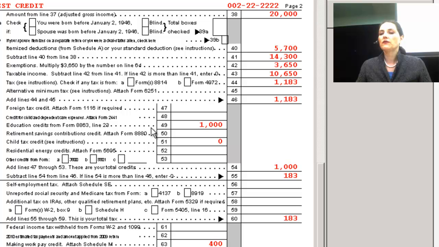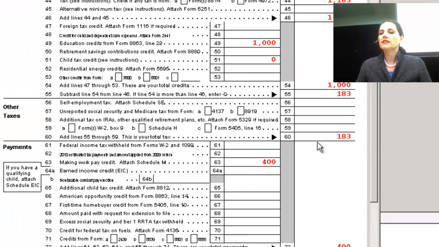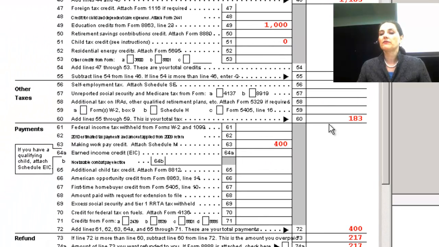So we enter the credit on line 49. The credit is less than the tax, so the credit is allowed in full on line 54. We then subtract the credit from the tax, and we get net tax of $183. But Test does have a $183 tax liability, and if he didn't pay any money in, he'd actually owe that money. So let's see what happened.